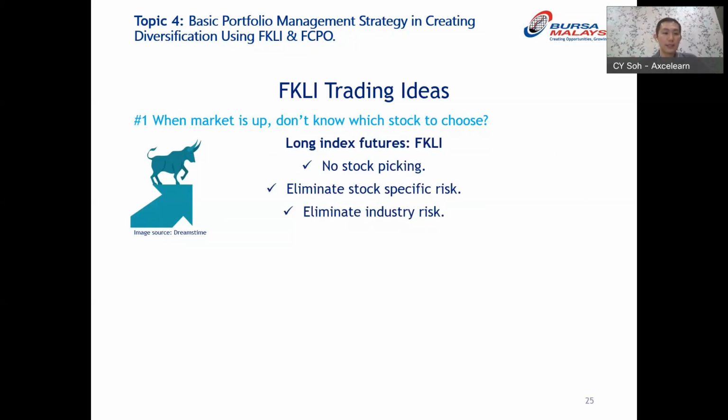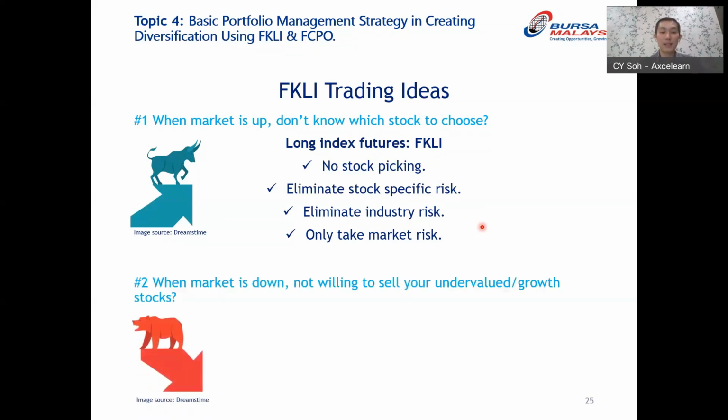Just follow the general market direction and you only have market risk. However, if you were to invest in or trade stocks, you will face all of these risks. You need to do your stock picking, you have stock risk, you have industry risk, and you also have market risk as well. In stocks, you cannot eliminate all of these risks, okay? And what happens if the market goes down?